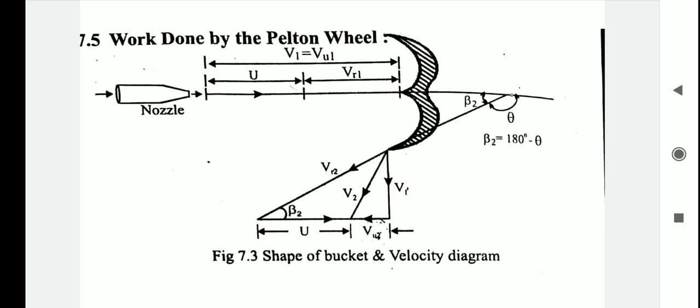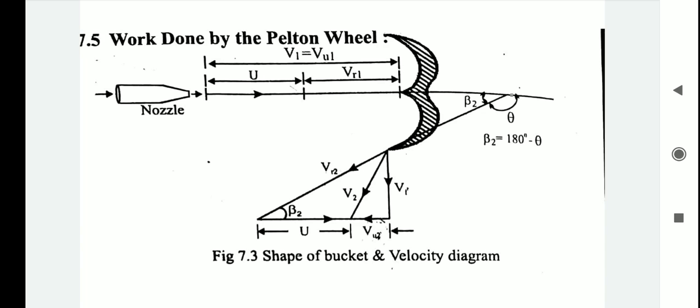Here, as you can see, this is the nozzle where the water flows. Theta is the angle through which the jet is deflected by the bucket, and beta 2 is the runner tip angle, that is 180 minus theta. This figure shows the inlet and outlet velocity triangles: the top one is the inlet, and the bottom one is the outlet velocity triangle. Since the angle of entrance of the jet is 0, the inlet velocity triangle collapses to a straight line. So the tangential component of the absolute velocity at the inlet, vu1, is equal to v1, and the relative velocity at the inlet, vr1, is equal to v1 minus u.